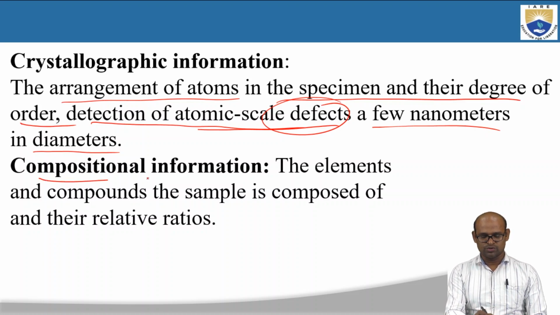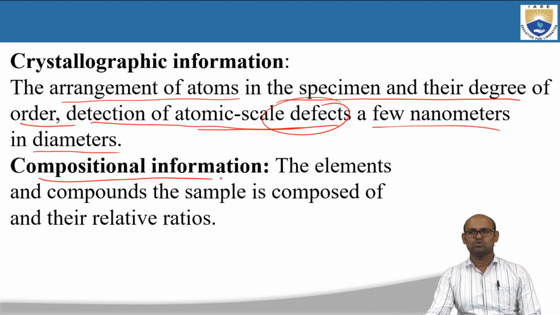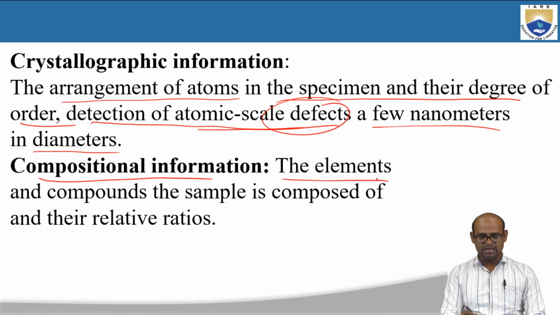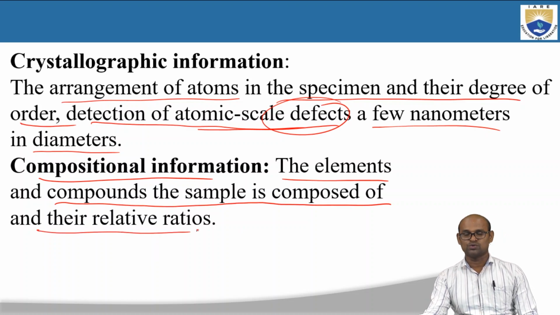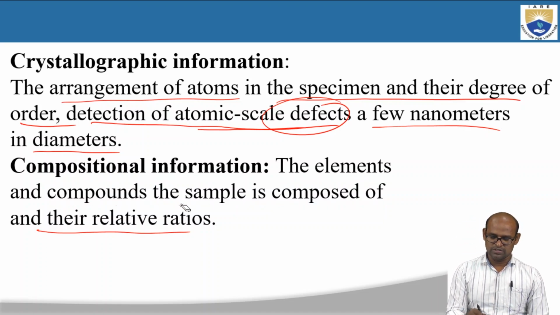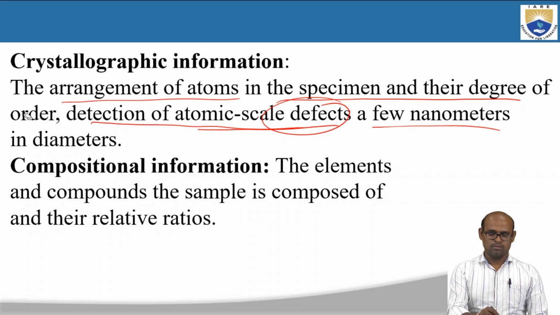Compositional information. Using this transmission electron microscope, we can also look at the compositional information. For example, the elements and compounds the sample is composed of, and their respective relative ratios. Suppose we are taking any material. In the material there can be different components, and what is the composition of each component? That we can also find out using this transmission electron microscope.